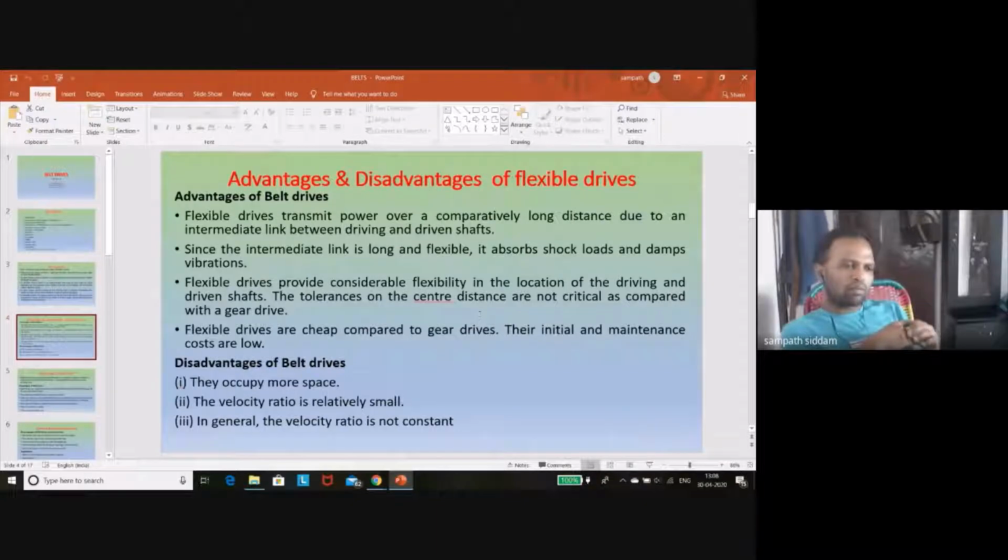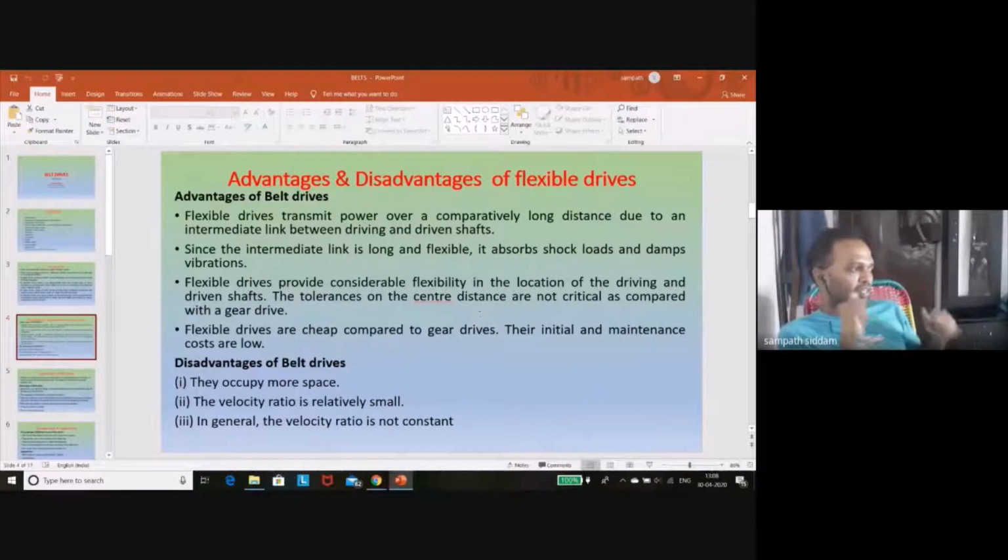Next, belt drives, or rope, or chain drives, are very cheap and easily available, but that is not the case with gears, because manufacturing the gears itself is a bit complicated as well as costly. Also the maintenance cost of gear drives or gear trains is much more, because it requires continuous lubrication and so on. That's not the case with belt drives. That is one of the good advantages you have with belt drives or flexible drives. And the only disadvantage you have with belt drives is that they occupy space.